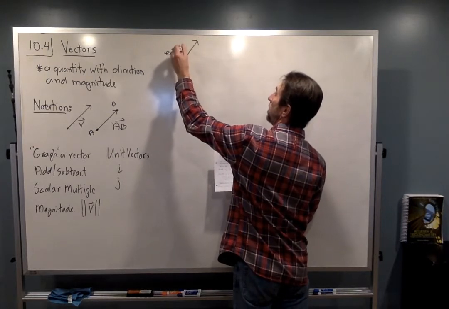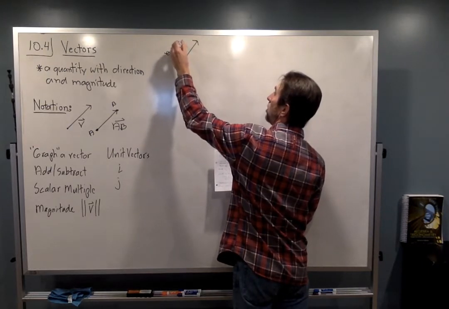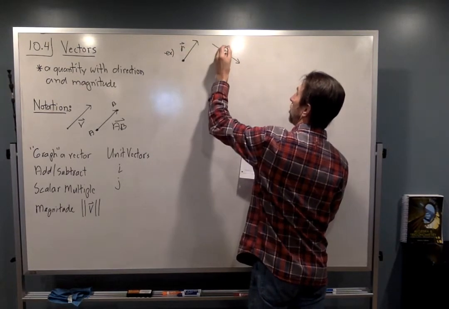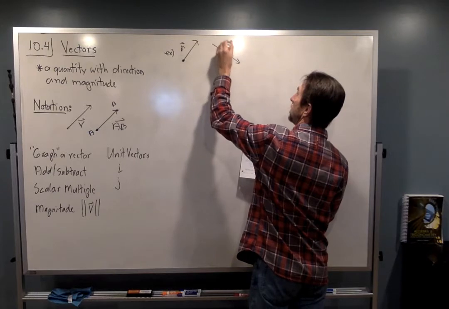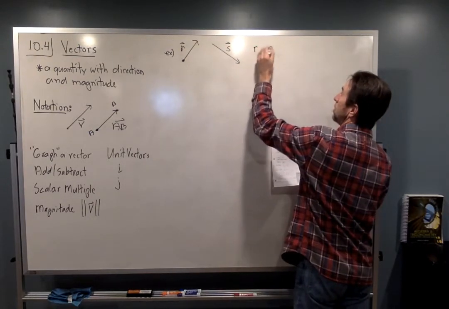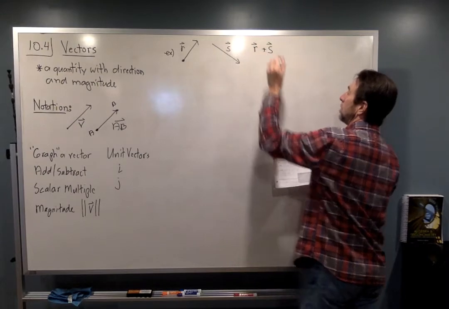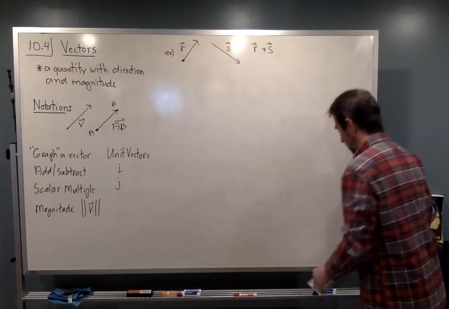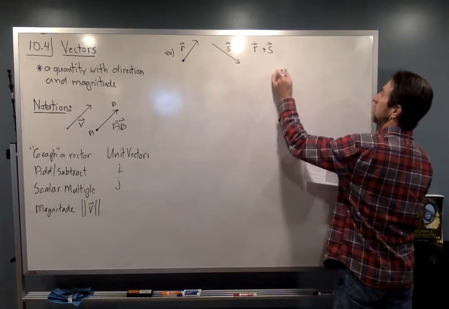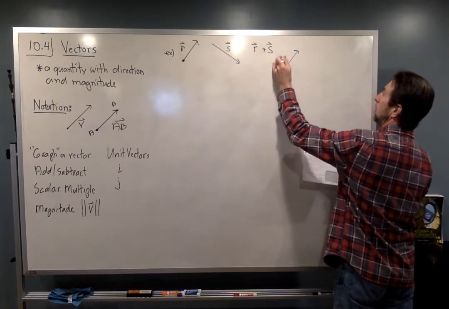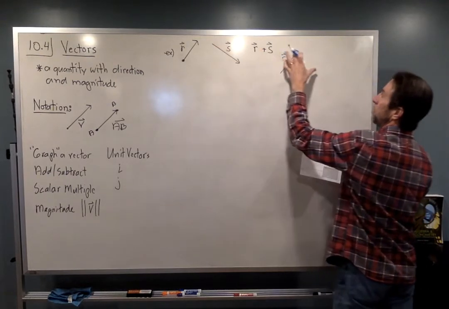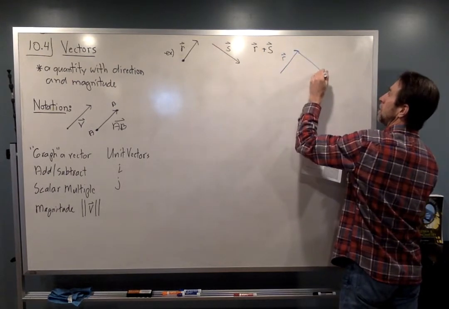And I'll call it R. And then I have another vector, and I'll call it S, and I want to find r plus s. Well, geometrically, this means pretty much what it says. We're just going to take r, and then we're going to add s to it. So I just pick that up and move it over here.